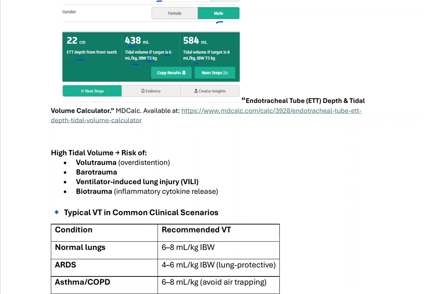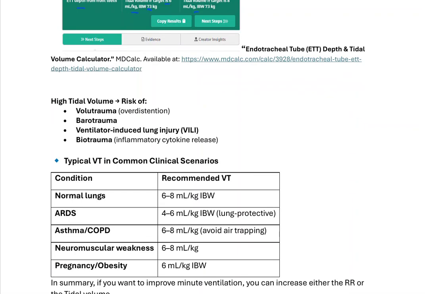So what are the risks with high tidal volume? Remember we mentioned you don't want too much tidal volume. It can cause volutrauma from over distension, so it can over distend the alveoli. It can lead to barotrauma, and those patients could develop pneumothorax. They can develop ventilator-induced lung injury, or they could develop what we call biotrauma, whereby because of excess tidal volume there's a release of cytokines. And as we know, cytokines stimulate inflammation, and that could make the lung get worse. That could make their ARDS get worse.